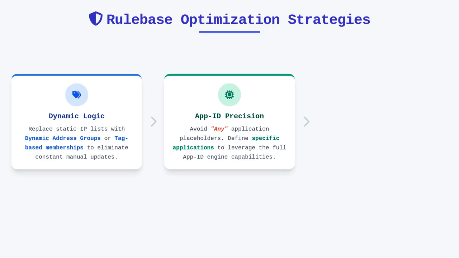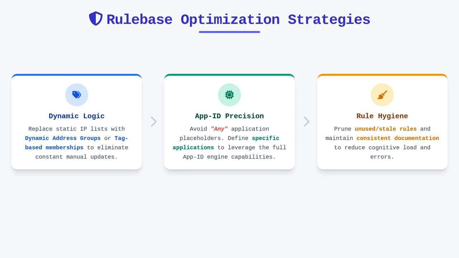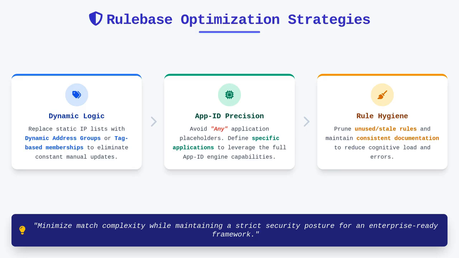When you specify exact applications in your policy, you align the firewall's processing capabilities with the business needs of the network. Proper rule hygiene also dictates that you regularly remove unused rules, as stale policies increase the cognitive load for administrators and the potential for configuration errors. Consistent documentation of why each rule exists is the final piece of the optimization puzzle, transforming a complex configuration into an easily understood, enterprise-ready security framework.